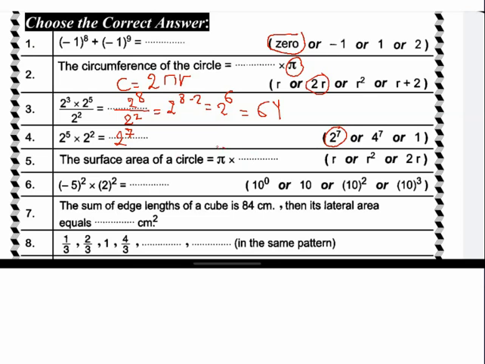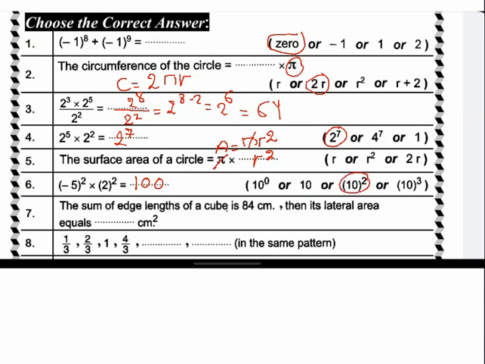Surface area A equals pi r squared. So we have here pi and cancel by the rest. It will be r squared. By using your calculator, the answer will be 100. And which one of them gives you 100? Yes, actually it is 10 to the power 2.